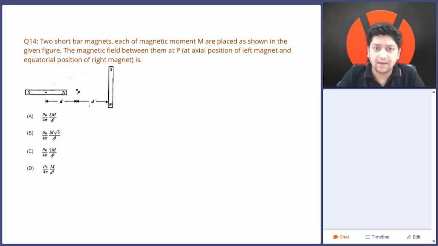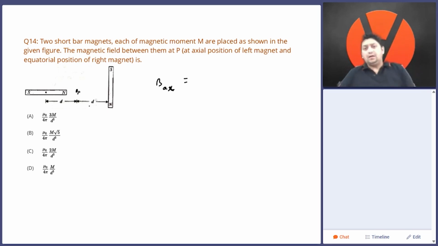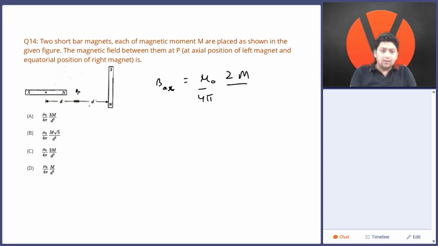Two short bar magnets, each of magnetic moment m, are placed as shown in the given figure. The magnetic field between them at P, at the axial position of the left magnet and the equatorial position of the right magnet, is what? See, at point P, the value of B axial will be equal to mu naught upon 4 pi, 2m by d cube, where the distance is d.